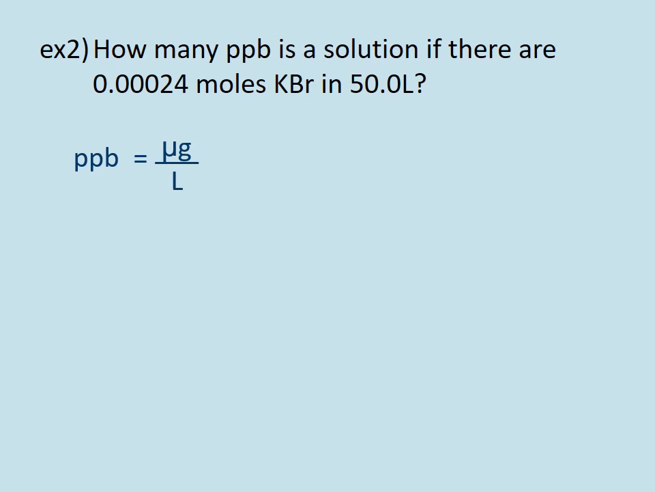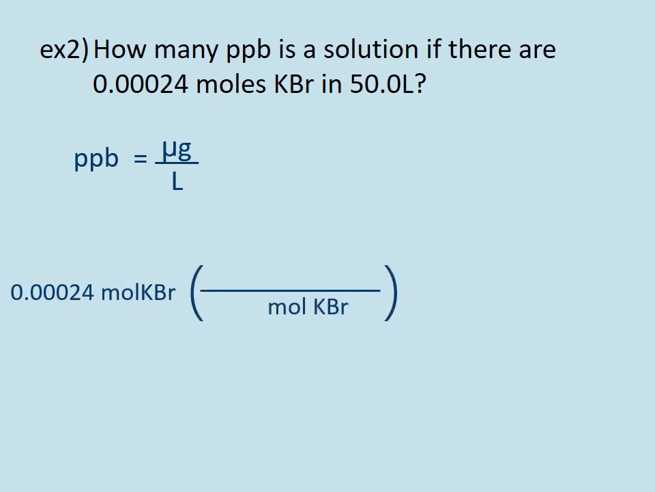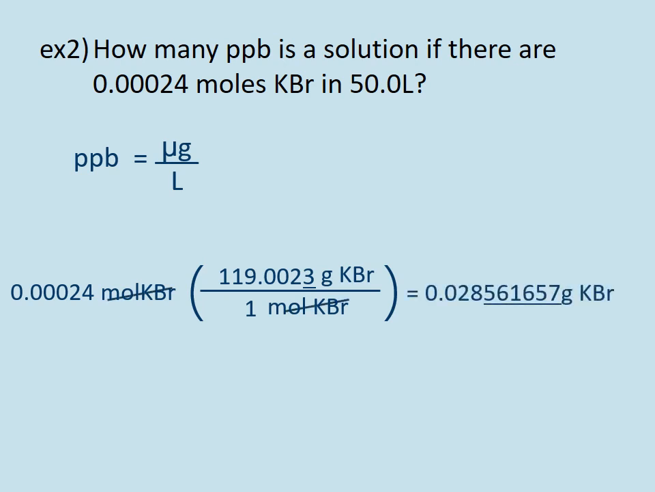I will start by converting moles, well, big brackets, moles on the bottom. I'm going to convert that to grams. If I look on my periodic table, I find that 1 mole weighs 119.0023 grams. Moles and moles will factor out. I run it through my calculator, and that gives me 0.028561657 grams of KBr, which I will then convert into micrograms.